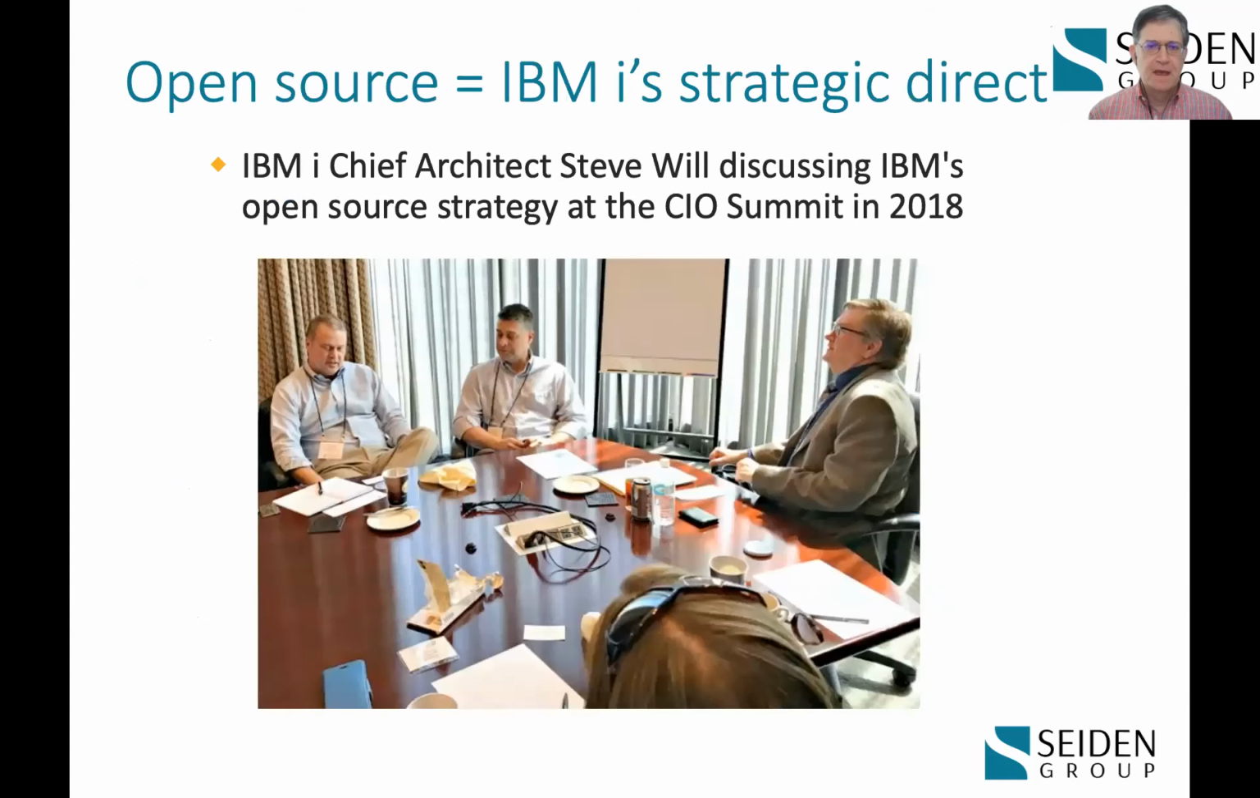Open source has been very important for IBM's strategy for a long time. This is a picture from one of our CIO summits where Steve Will was talking to the group about open source and basically saying, look, we love RPG, we love everything that comes with IBM i, but we can't teach the whole world all about that. But what we can do is bring to IBM i some technology that is used very widely everywhere.